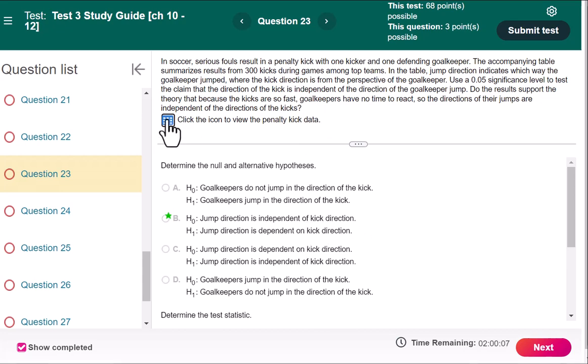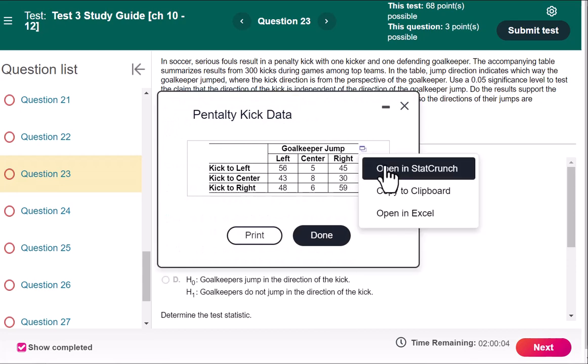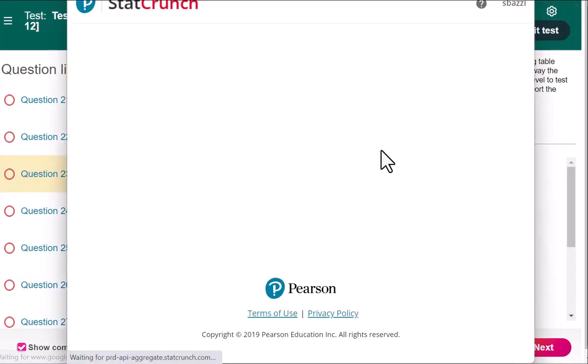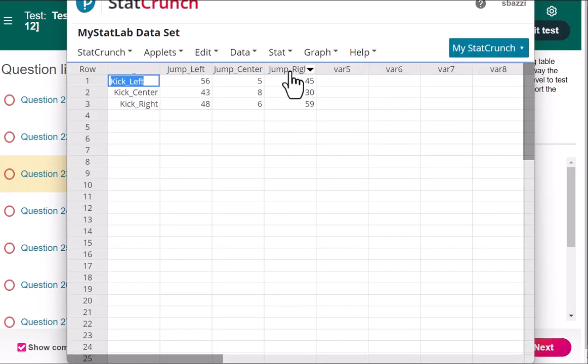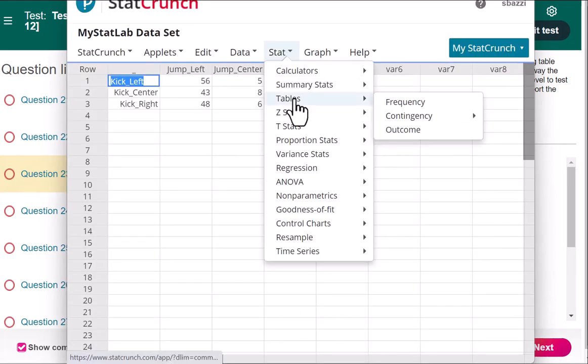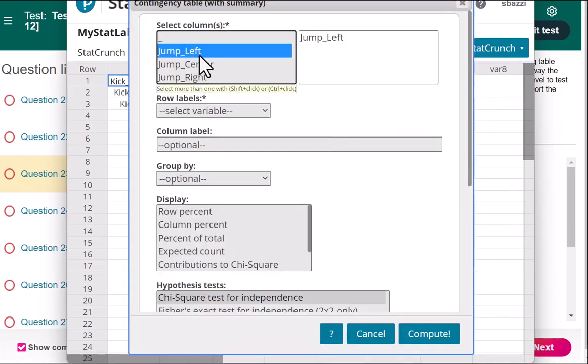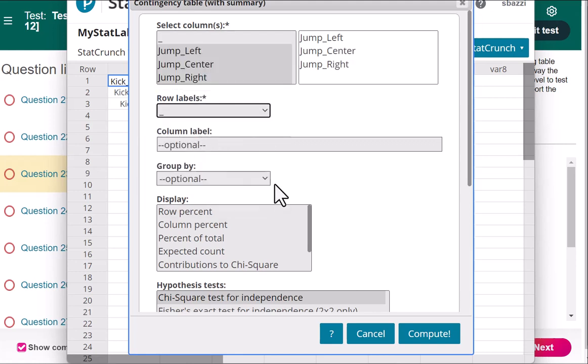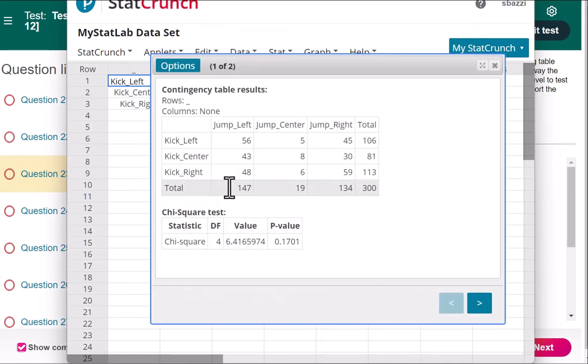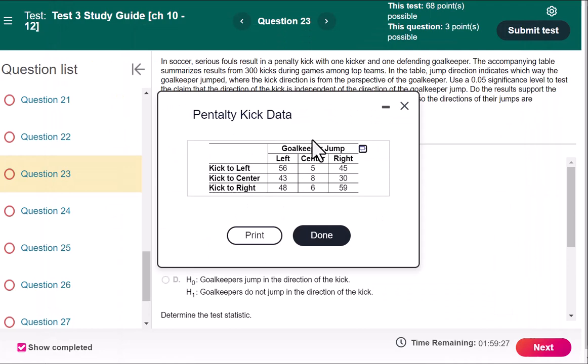And I'm going to show you how to find the test statistic. I'm going to use StatCrunch. Open in StatCrunch. You go to Stat, Tables, Contingency with Summary. We're going to press and hold down the Control key to select the columns. And then the row label will be this thing right here. Hit Compute. And look, guys, you get the p-value and you get the test statistic, which is 6.4142, and look at the p-value, it's big, so you fail to reject the null hypothesis.